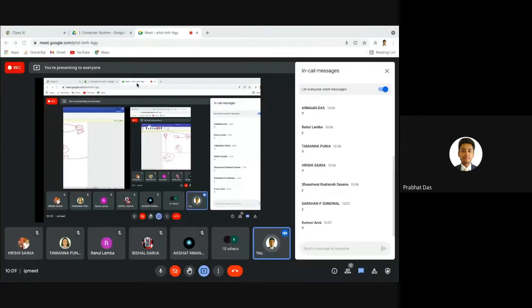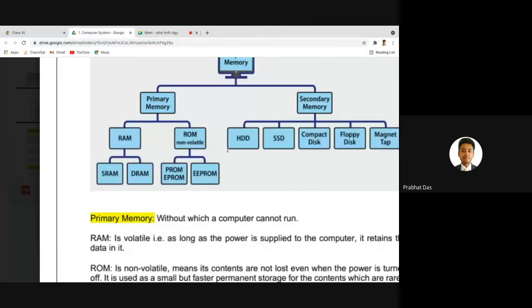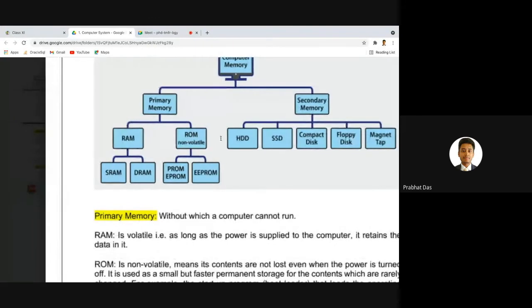Apart from that, now let us try to understand the different types of ROMs available in the computer system or computer memory. These are the different types of ROMs: PROM, EPROM, and EEPROM. This should be classified as a separate category, but anyway, it is classified in the same type. These are the types of classification that we have for ROM. Now let us understand what exactly PROM is, what exactly EPROM is, and what exactly EEPROM is.